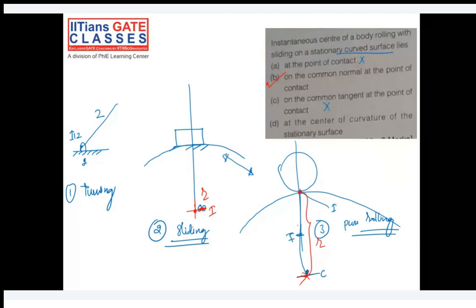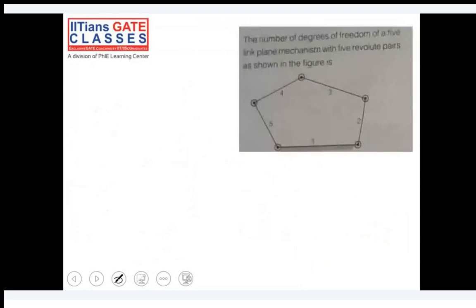So this is very important. You should know. Next is this question. Try to solve it. The number of degrees of freedom of a 5-link plane mechanism with 5 revolute pairs as shown in the figure. So you have to find the degrees of freedom in this case.